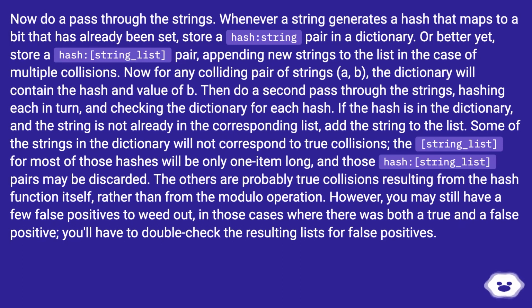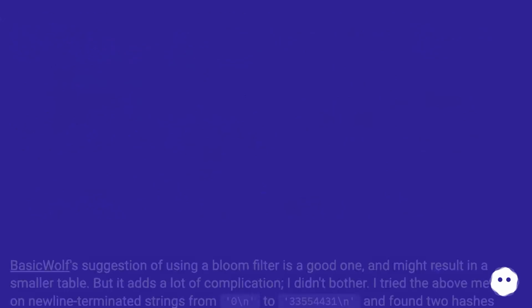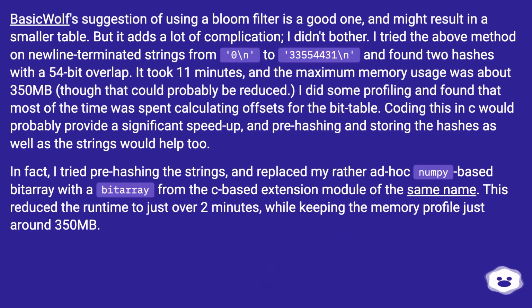In those cases where there was both a true and a false positive, you'll have to double check the resulting list for false positives. Basic Wolf's suggestion of using a Bloom filter is a good one, and might result in a smaller table. But it adds a lot of complication, so I didn't bother.